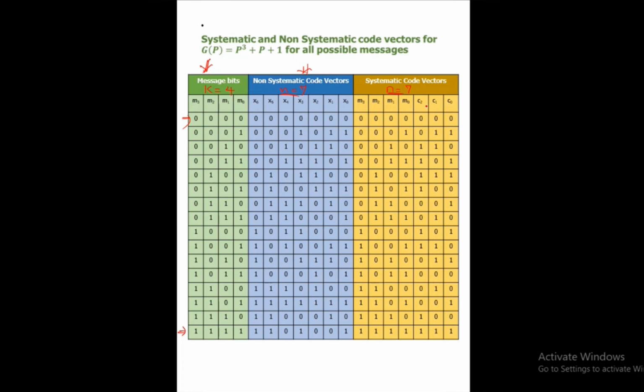But here I have written m3, m2. We all know that the code word is nothing but a combination of message bits and check bits. That's why I have written like this. So for systematic code you can write like this. For non-systematic code you simply write from x6 to x0. So form a tabulation. Then for each and every message bit combination, we are going to find a code word.